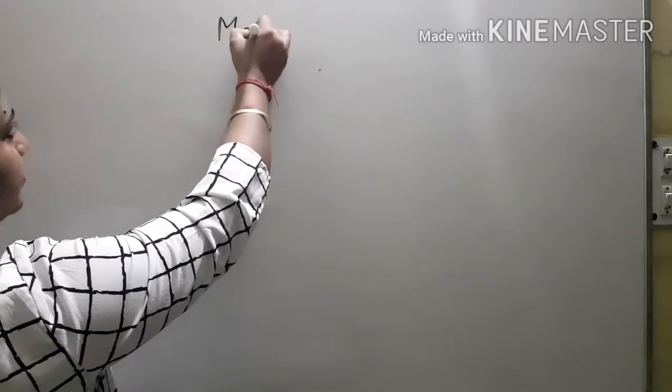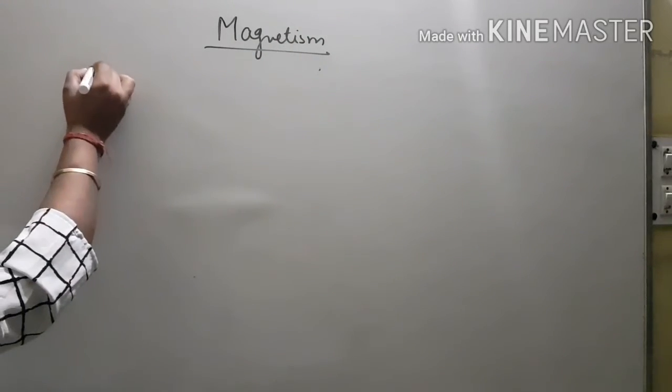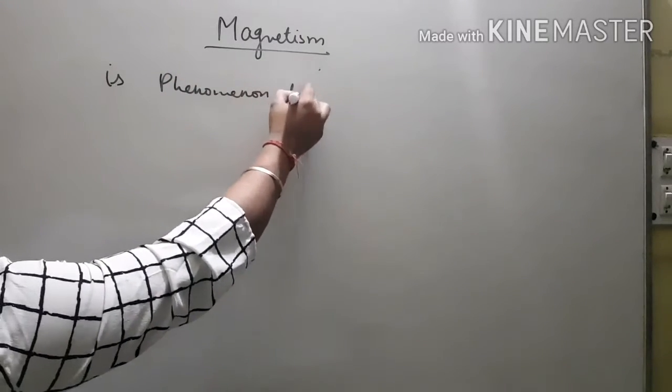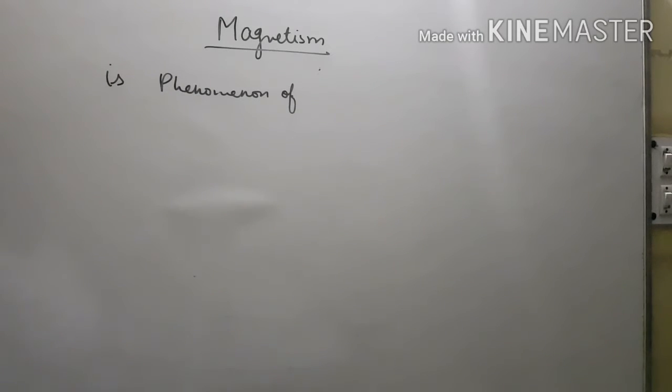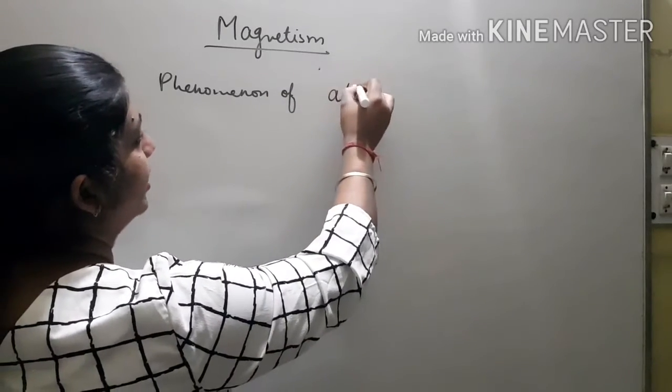So today I am going to discuss the topic of physics, that is magnetism. So what is magnetism? Magnetism is the phenomenon of attracting. As you know, if we keep iron, nickel, steel, or cobalt near a magnet, they get attracted towards the magnet, and that phenomenon is called magnetism.